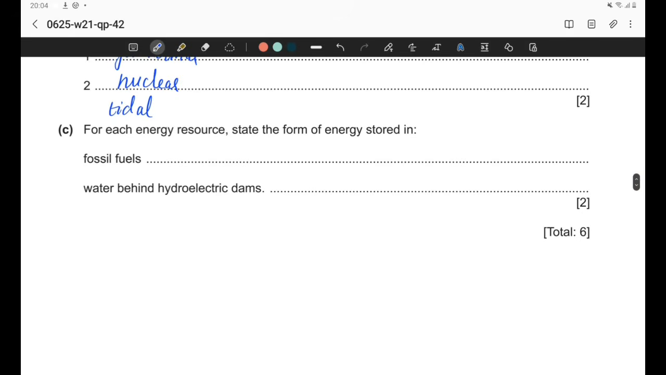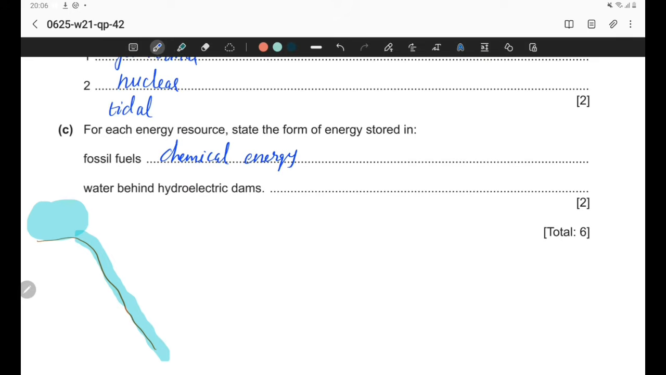Part C. For each energy resource, state the form of energy stored. In fossil fuels, energy is stored as chemical energy. So we can write chemical energy. Water behind hydroelectric dams. How does it work in hydroelectric dams? Water will be stored at a certain height and this water will fall down. So this falling water energy is used to rotate the turbines. That's how the energy is produced in hydroelectric dams.